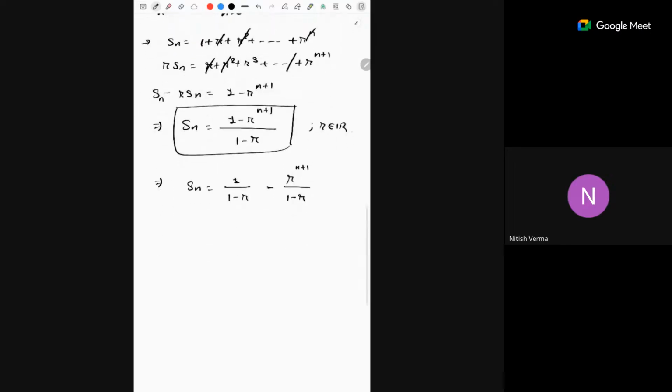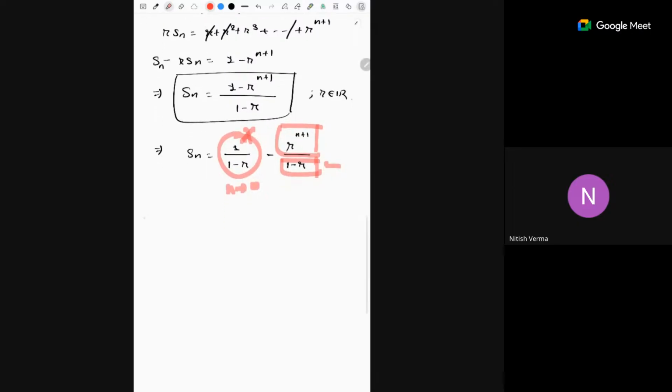Here we observe that this is a constant factor. So n goes to infinity does not affect this factor. Now here also this is a constant thing. So it behaves nicely as n goes to infinity. It stays constant. So the only thing which changes is r to the power n plus 1. Now if we take different values of r, we can discuss where r to the power n plus 1 goes as n goes to infinity.